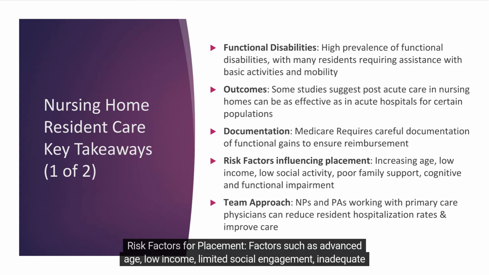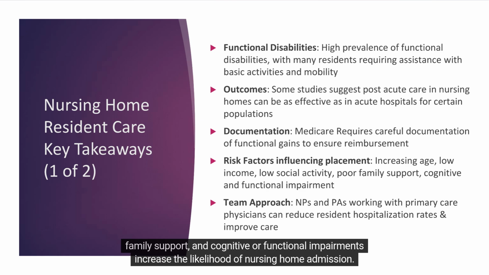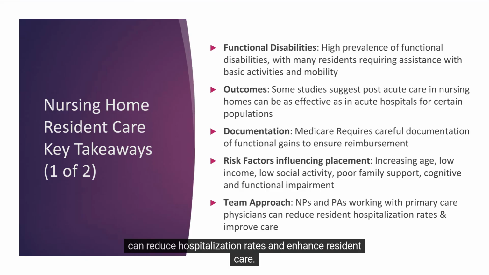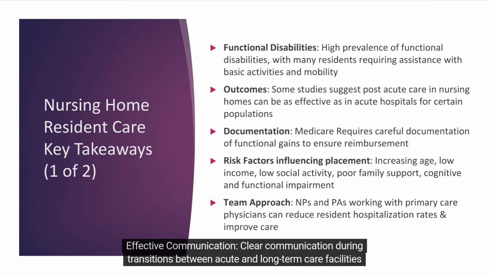Risk factors for placement. Factors such as advanced age, low income, limited social engagement, inadequate family support, and cognitive or functional impairments increase the likelihood of nursing home admission. Team-based care. Collaboration among nurse practitioners, physician assistants, and primary care physicians can reduce hospitalization rates and enhance resident care. Effective communication. Clear communication during transitions between acute and long-term care facilities is vital to prevent issues like incomplete transfer summaries, missing advance directives, and medication discrepancies.